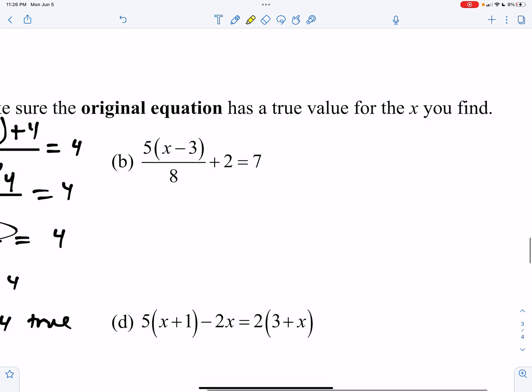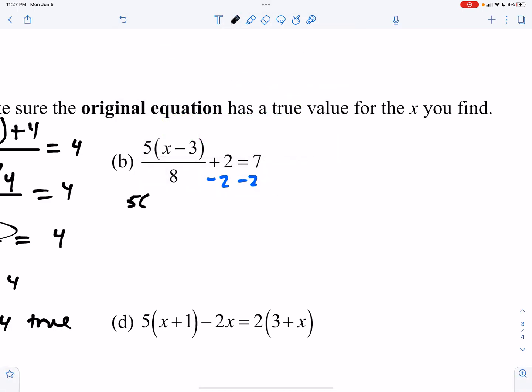Okay, letter B. Now, if you look at what's going on with x, we were subtracting 3 from x, then we were multiplying that result by 5, then we were dividing by 8, then we were increasing it or adding 2. So adding 2 is the last thing that's done to x, therefore it's the first thing you're going to do to isolate for x. So I'm going to start by subtracting 2 both sides.